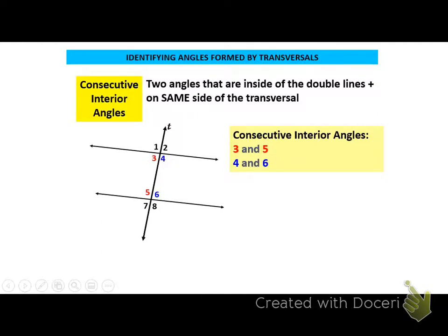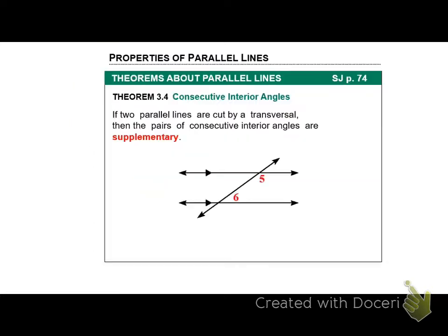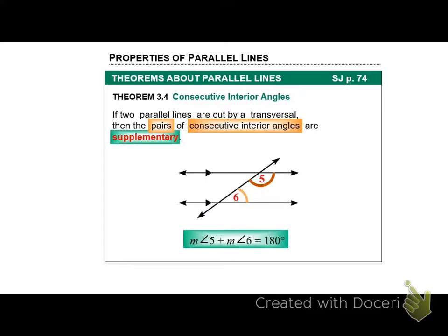So 3 and 5, 4 and 6. So, here's what you need to know about their measures. If two parallel lines are cut by a transversal, then the pairs of consecutive interior angles are supplementary. So these are supplementary. Did we write that down? So you write in supplementary.